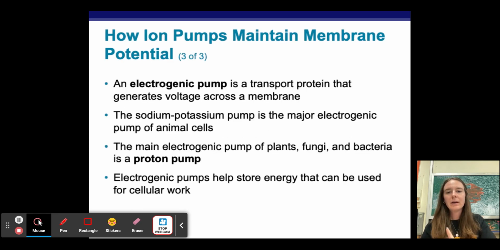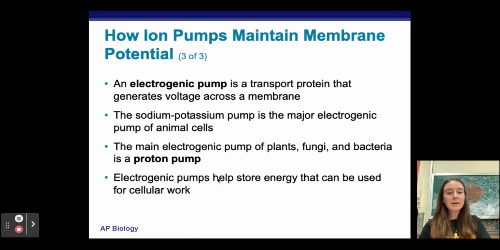All right, now we call something an electrogenic pump if it's a transport protein that generates a voltage across a membrane. Remember, a voltage is a separation of charge, a negative inside and a positive outside. And the sodium-potassium pump that we just talked about is the major electrogenic pump in animal cells. So you're going to find these sodium-potassium pumps in the cell membranes of animal cells.